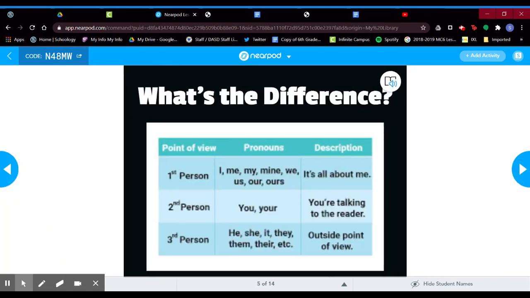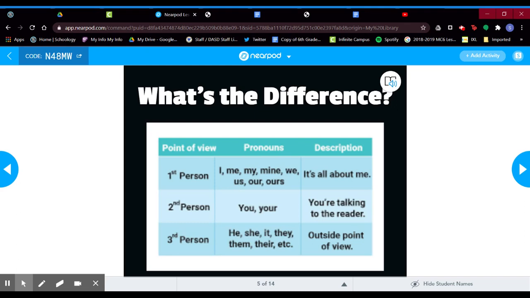What's the difference? So first person uses pronouns that are in the first person. So I, me, my, we, us, our. It's all about them, right? It's first person. Second person is you and your. It's when the narrator is talking to the reader. This is pretty rare to see in literature. You see it a lot in the Choose Your Own Adventure books.